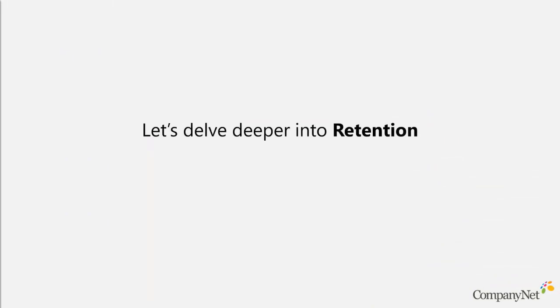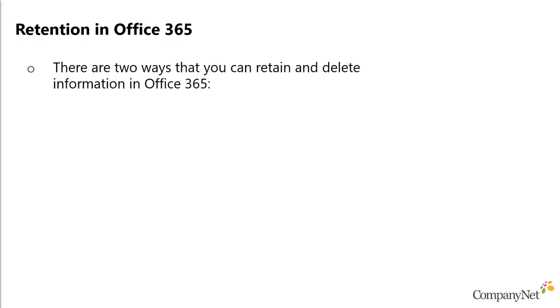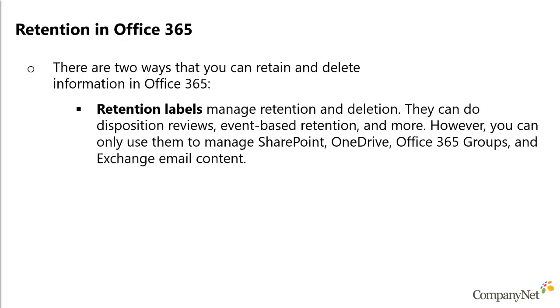Excellent. So let's delve a bit deeper into retention. So retention in Office 365. There are two ways that you can retain and delete information in Office 365. So that's using retention labels. Retention labels manage retention and deletion. So they can do disposition reviews, event-based retention, and quite a lot more. However, you can only use them to manage SharePoint, OneDrive, Office 365 groups, and Exchange email content.